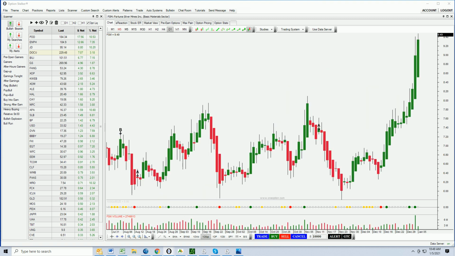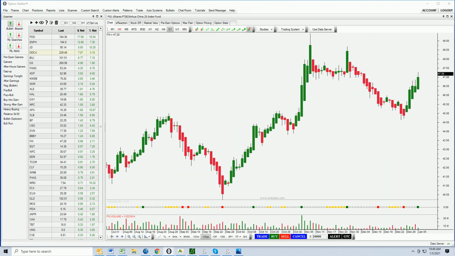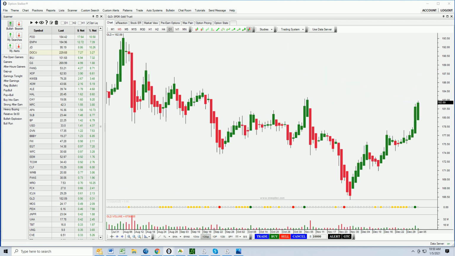FSM, FXI. FXI is actually an ETF for Chinese stocks, and you can see this nice steady downtrend that's been violated on the upside. We've got a downtrend line that's broken out to the upside. Flat bottom green candles. This will tell you the Chinese stocks are actually pretty hot right now.